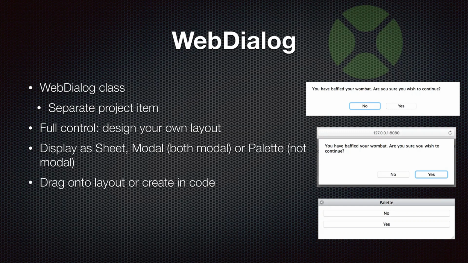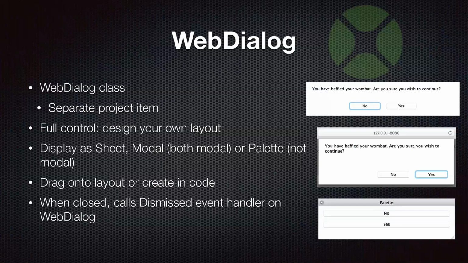And to use a dialog, you can do it one of two ways. You can create your dialog, add it to your project, and then just drag it onto the web page layout where you want to use it. Or you can create the dialog dynamically from code and call it that way. When the dialog is closed, its Dismissed event is called, and that's where you can check what button was pressed or continue any action that you're working towards.